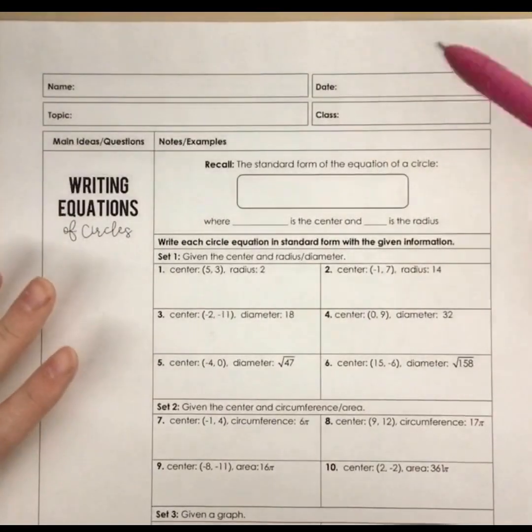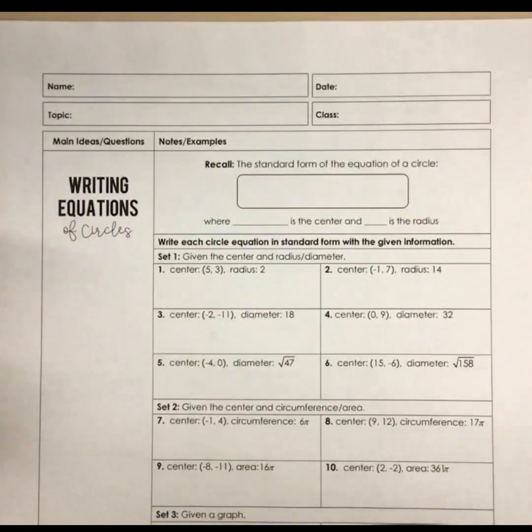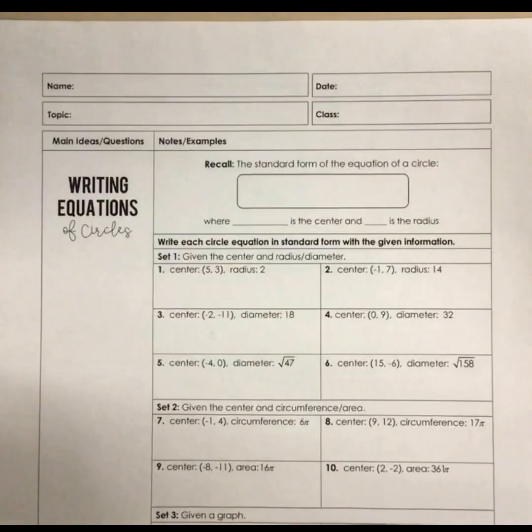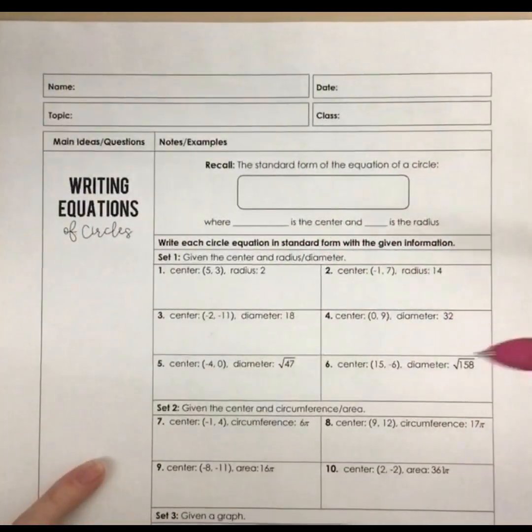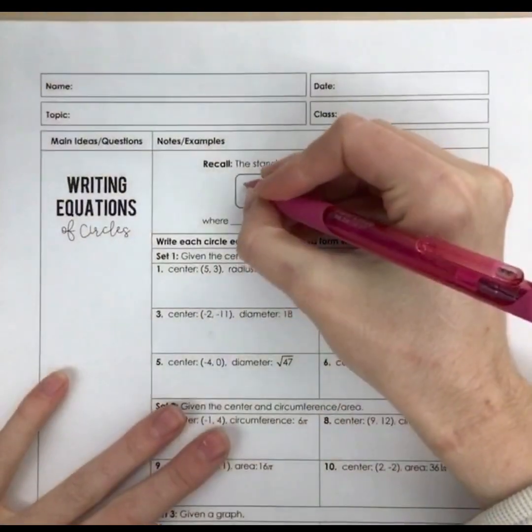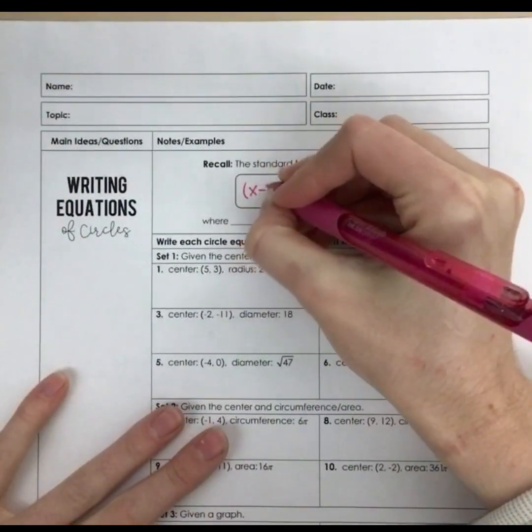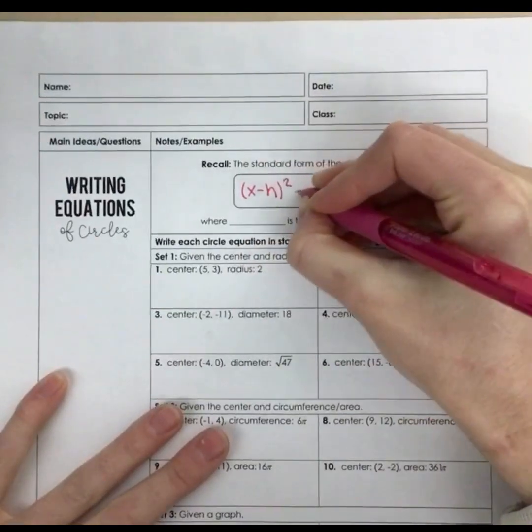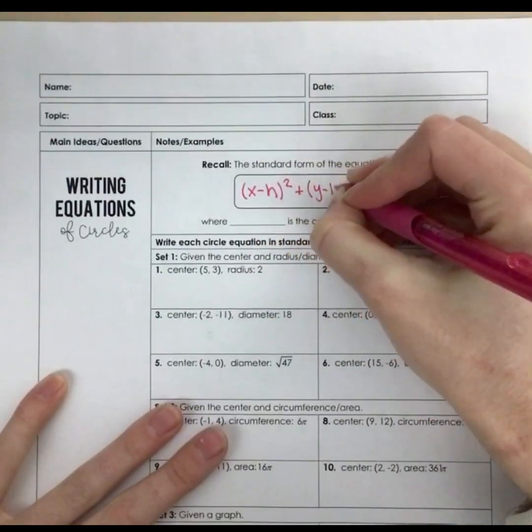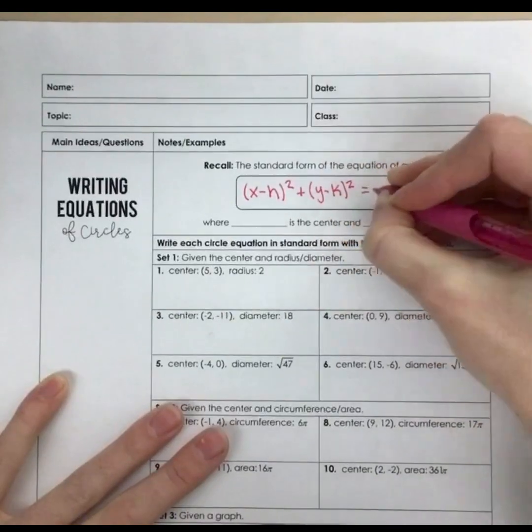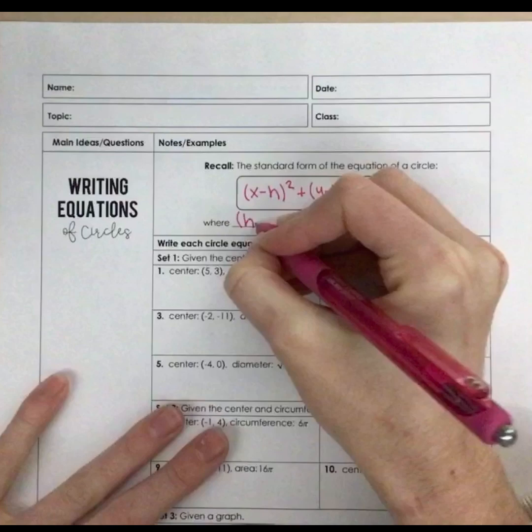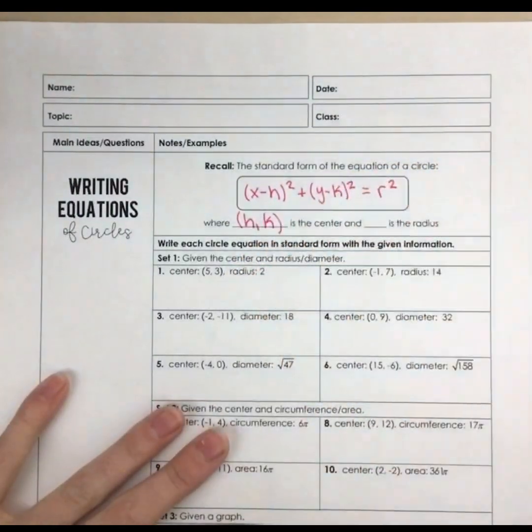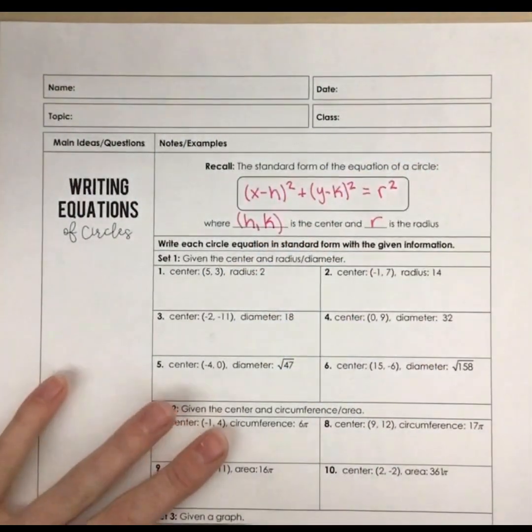All right, so we're going to go back and talk about writing these equations of circles, and we're going to be writing them today by using the distance formula. So the first thing is we want to recall what the standard form for writing these equations is. And our standard form is (x minus h) squared plus (y minus k) squared equals r squared. And (h, k) is going to be our center, and r is the radius.